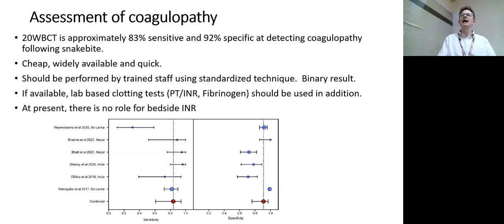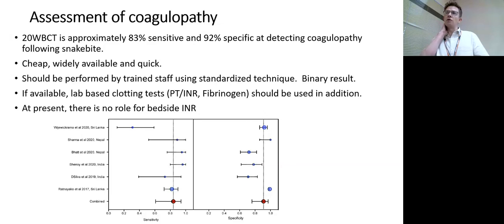But how effective is that at identifying a coagulopathy? Bearing in mind it was derived within the field as, this is the only thing we've got available, so let's see if it works. A systematic review that I was involved with has pulled together data from about 15 different studies, and the bottom line is that it has around an 83% sensitivity at detecting an INR greater than 1.4 or a fibrinogen less than 100 milligrams per deciliter.